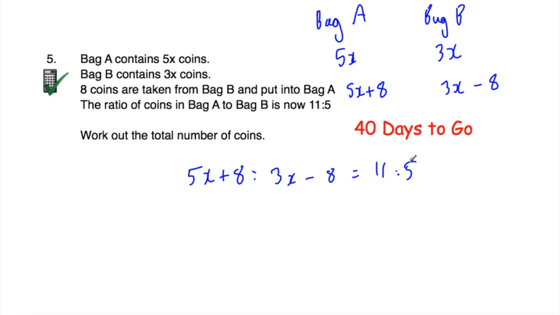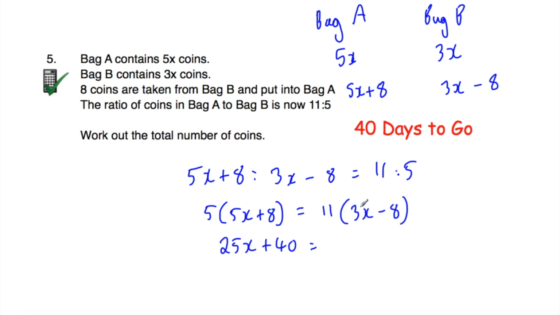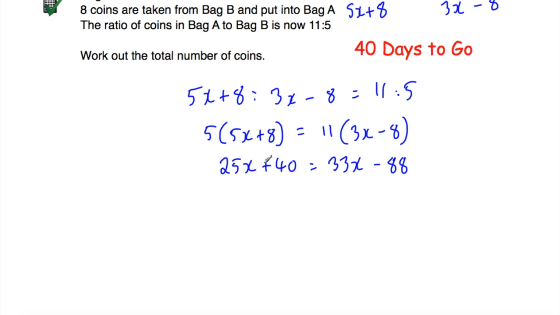So let's multiply this by the second number in the ratio, so 5 bracket 5x plus 8, and that would be equal to this multiplied by that number in the ratio, so 11 bracket 3x subtract 8. So we've now got an equation, we can expand and solve this. So 5 times 5x would be 25x, and then 5 times 8 would be plus 40, and that's equal to 11 times 3x is equal to 33x, and 11 multiplied by minus 8 would be minus 88. We want to find out what x is, so I'm going to take the lowest number of x's away from both sides. So I'm going to subtract 25x from the left-hand side and 25x from the right-hand side.